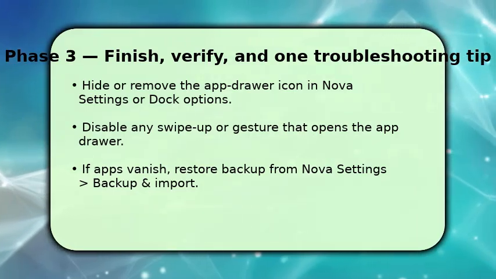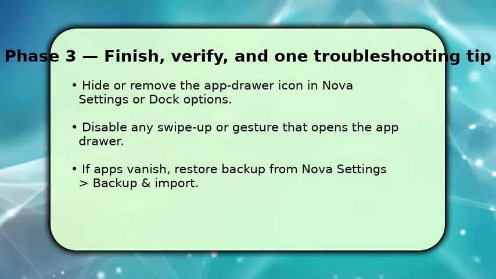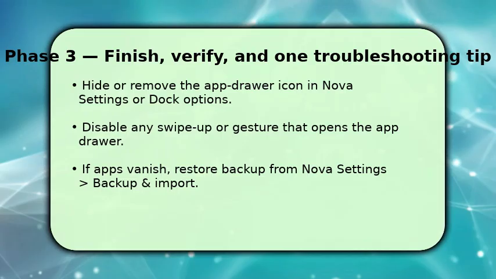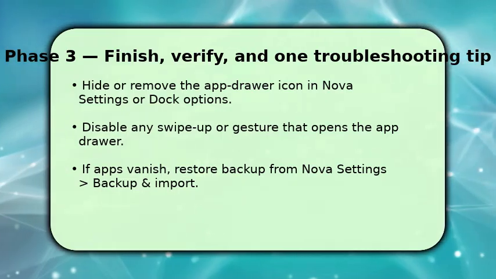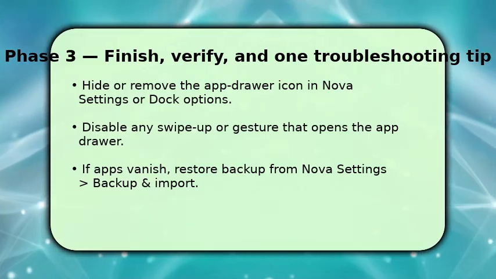If an app is missing or behaves oddly, restore your backup immediately or re-add the missing app to a home screen. If gestures still trigger a drawer, double-check gesture bindings and reboot the launcher. This usually clears stuck action.